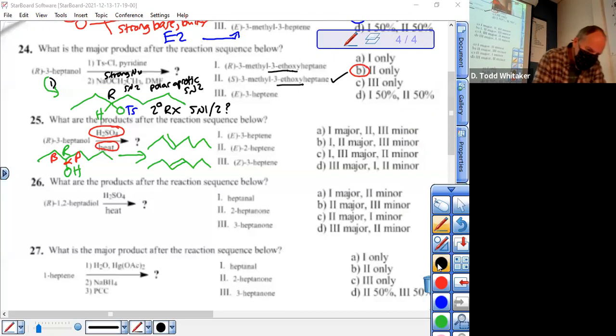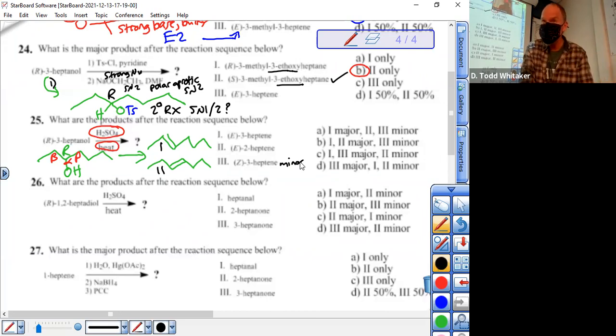Okay, so I like the E3 and the E2. This is 1. This is 2. No, this is 3. No, this is 2. And that will be minor, the Z. So 1 and 2 equal amounts because they're both trans. They both have the same substitution. The alkenes each have 1 carbon on each side. So you can't use that to decide. You got to use the fact they're equal. And so 50-50, 1 and 2, and a minor 3. 1, 2 major, 3 minor. Good stuff.